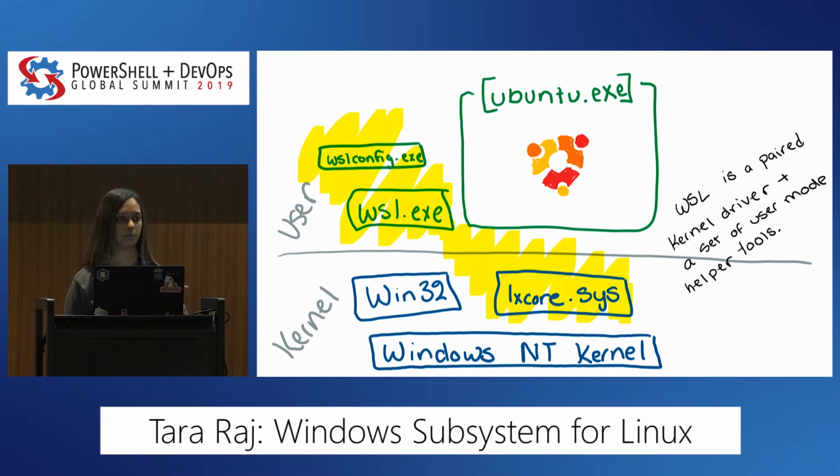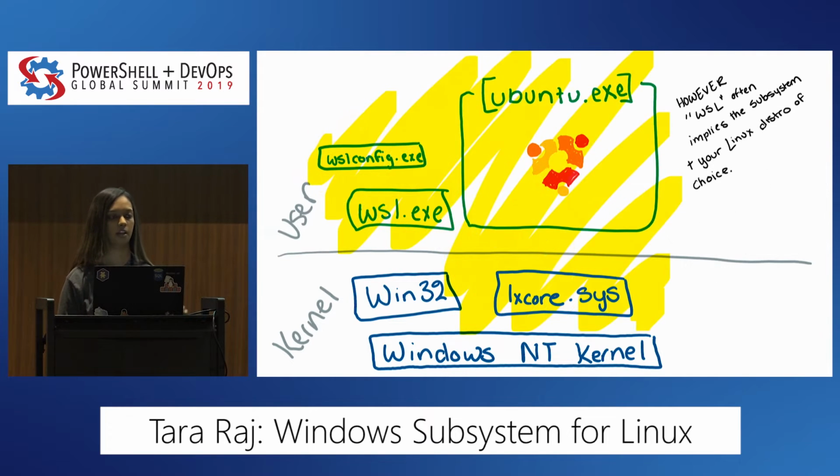So this is how WSL is paired together, with that LXCore.sys and the two helper tools that we have. But usually when we talk about WSL, we talk about it in this context where we are speaking about the distro itself. The distro is shipped by whoever the distro owner is. So in this case, Ubuntu is shipped by Canonical. We have Debian, Kali Linux, and a few others in the store as well.